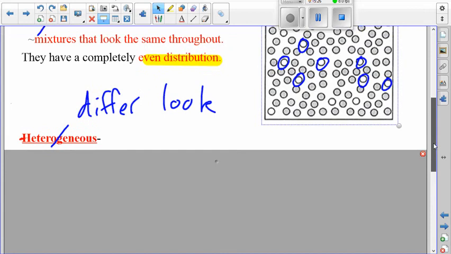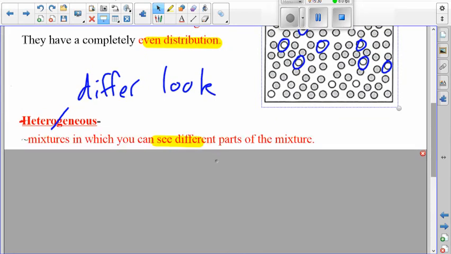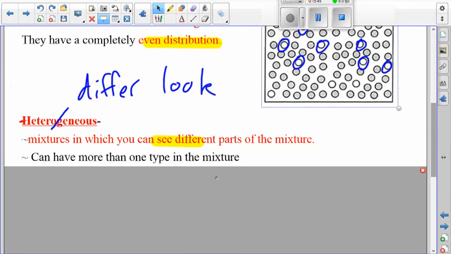So it looks different. And I'll go back to the tree if anyone ever needs me to. Mixtures, where you can see the different parts. You can see those different parts. They're easy to visualize. You have more than one type in the mixture.